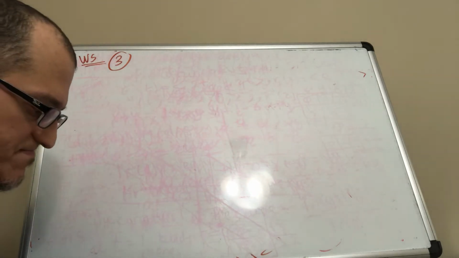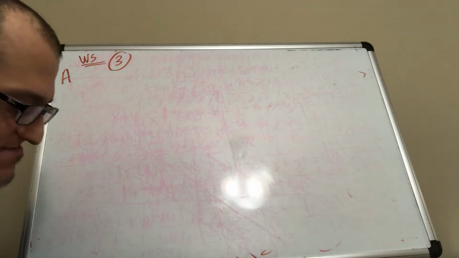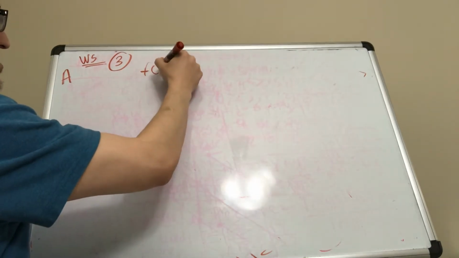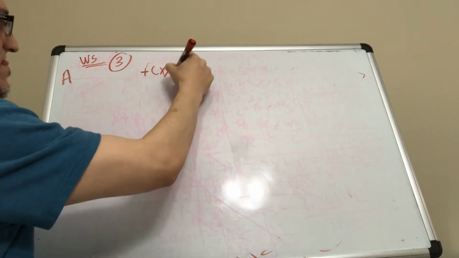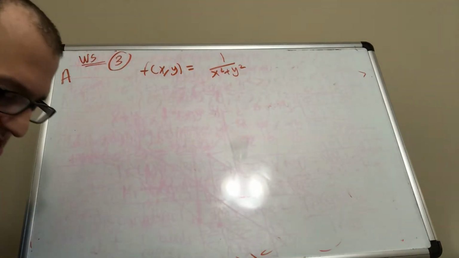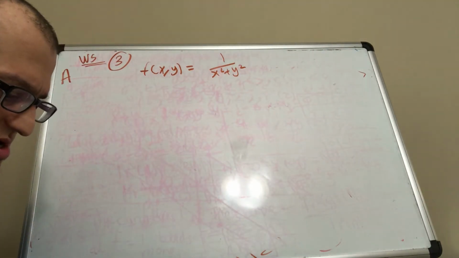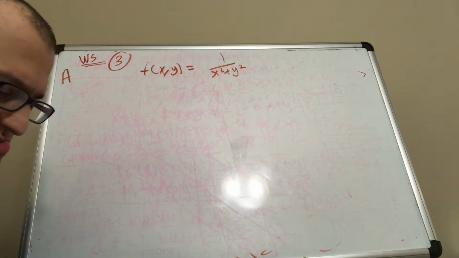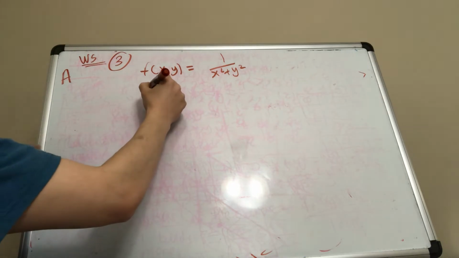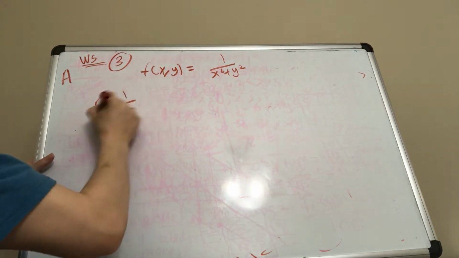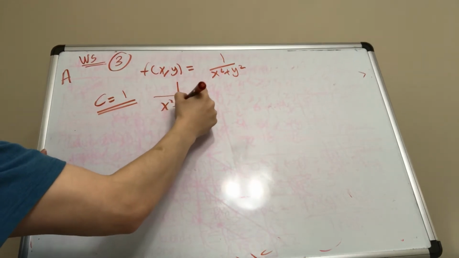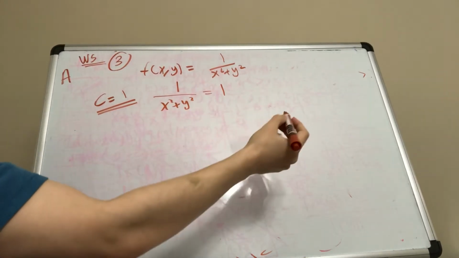Are we still in worksheet A? They want us to sketch the contour function at c equals 1, 4, and 9, and use this to sketch the surface. Okay, so c equals 1. It means that 1 over x squared plus y squared must equal 1.